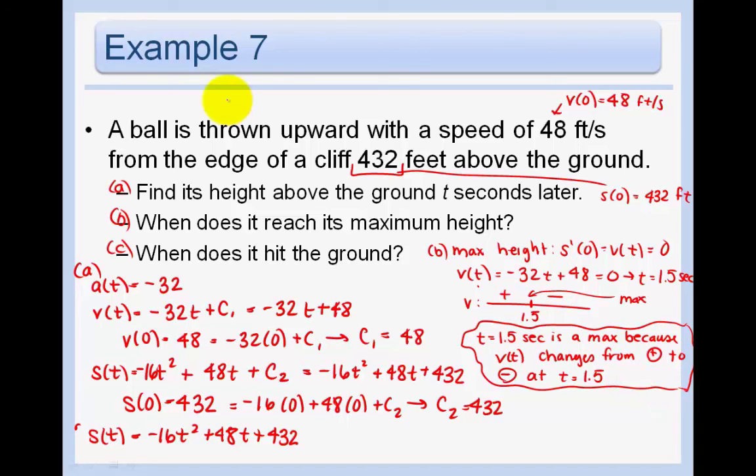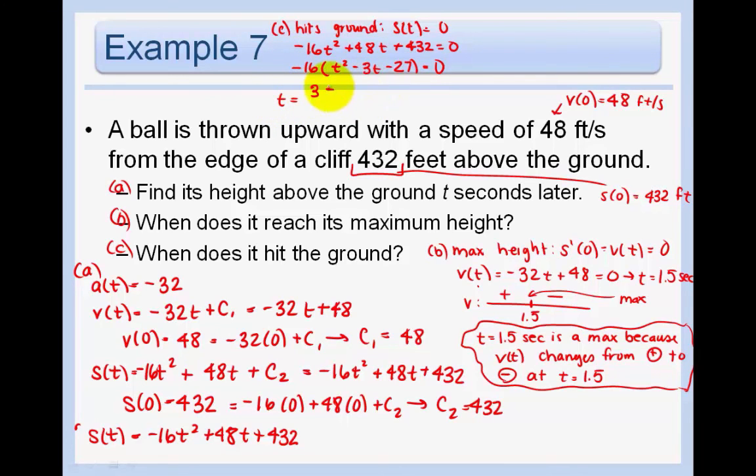So part C says, when does it hit the ground? When does it hit the ground? It just hits the ground when the position equals 0. So this is nothing fancy. Set the position equal to 0. Might factor out a negative 16. And unfortunately, I can't factor that, so I'm just going to have to use the quadratic formula.